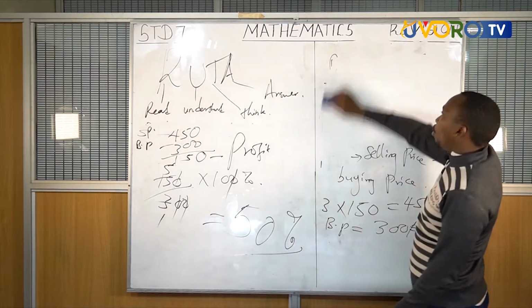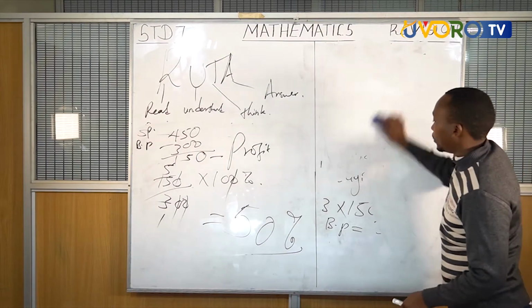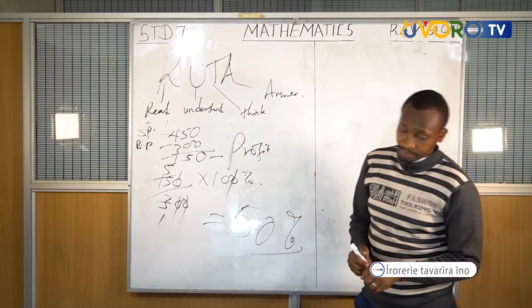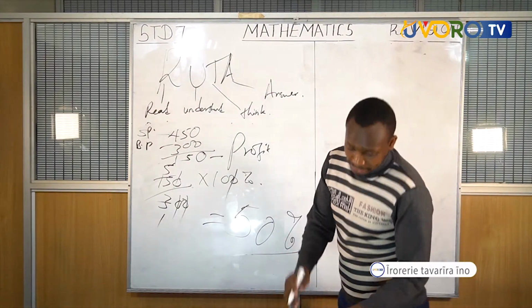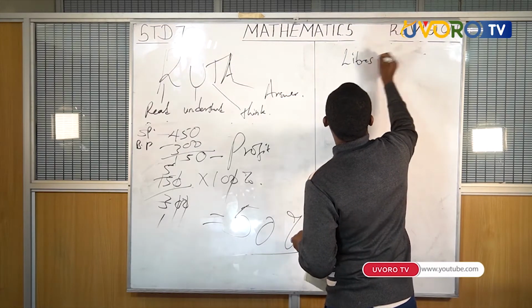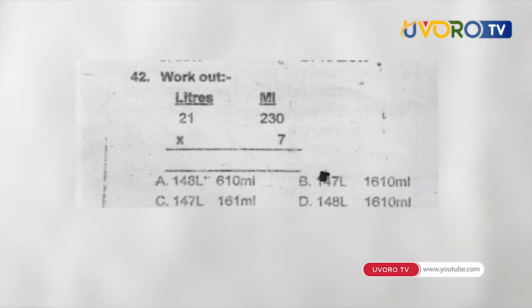We go to question number 42. 42 being our question. That is where we are. Let's see. It states, work out liters, milliliters, 21 liters 230 milliliters, times 7. Now, using our formula, that is ROUTER, R for reading, we have read.